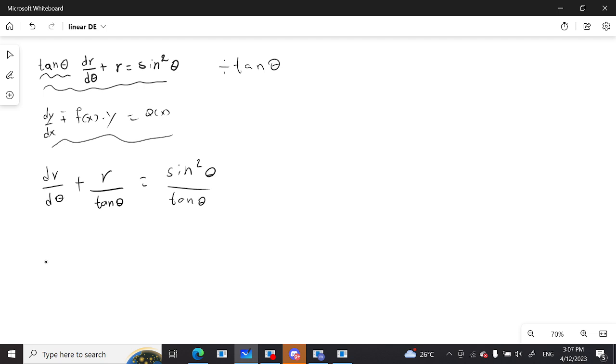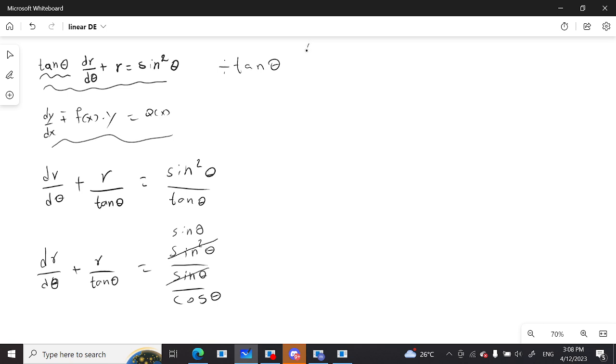Now to simplify it even further, we get dr over d theta plus r divided by tan theta is equal to sine squared theta divided by sine theta divided by cosine theta. One of the sine squared cancels out with the sine, therefore we have just one sine theta left.